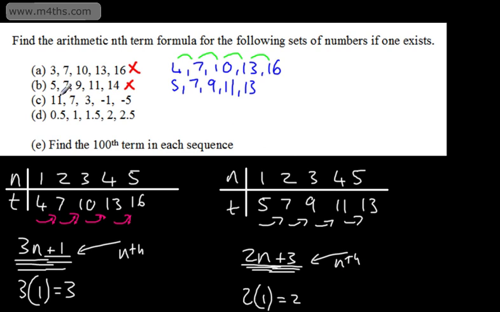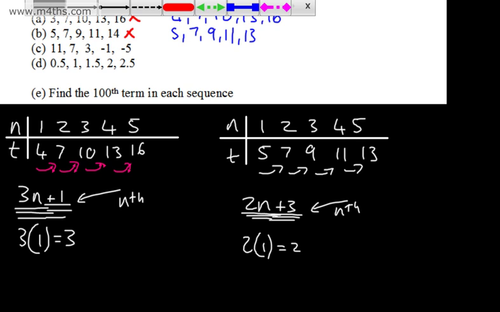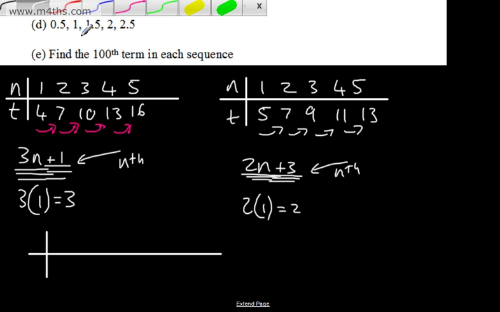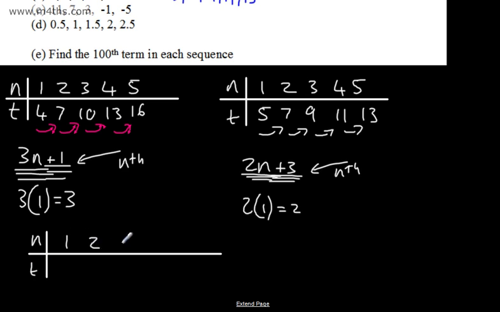Okay, let's look at the next one. 11, 7, 3, and then we've got negative 1, negative 5. This is arithmetic, and it is decreasing by 4 each time. So this time we're going to have a negative value in front of the n as it's decreasing. So let's go ahead and put in n and t. We have 1, 2, 3, 4 and 5. I'm going to have 11, 7, 3, negative 1 and negative 5.